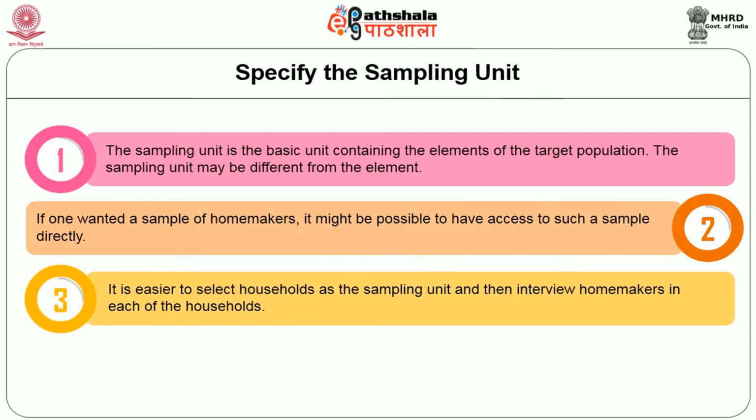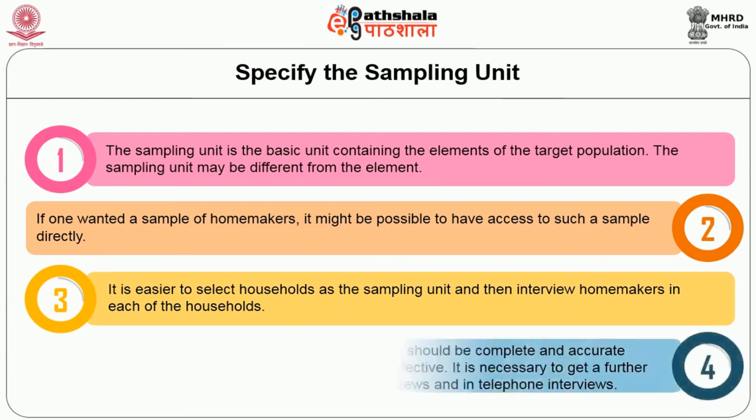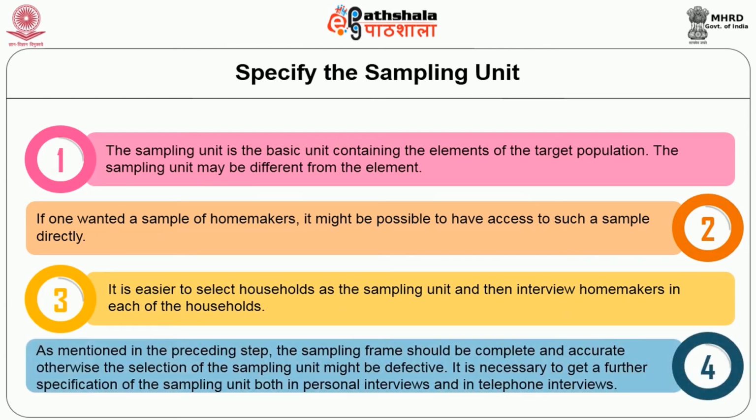However, it is easier to select households as a sampling unit and then interview homemakers in each of the households. As mentioned in the preceding step, the sampling frame should be complete and accurate. Otherwise, the selection of the sampling unit might be defective. It is necessary to get a further specification of the sampling unit both in personal interviews and in telephone interviews.